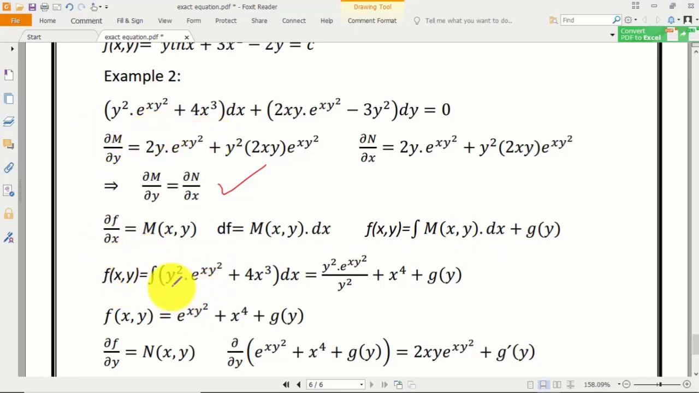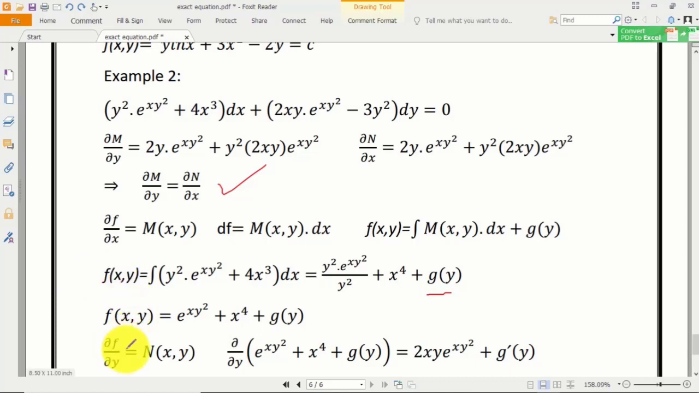It would be the integral of y squared e to the xy squared plus 4x cubed dx. It is equal to y squared times e to the xy squared over y squared plus the integral of 4x cubed, and that would be x to the 4 plus g of y, the constant value. Next, we're going to evaluate this constant function. So I would take the derivative of f with respect to y and set it equal to N.